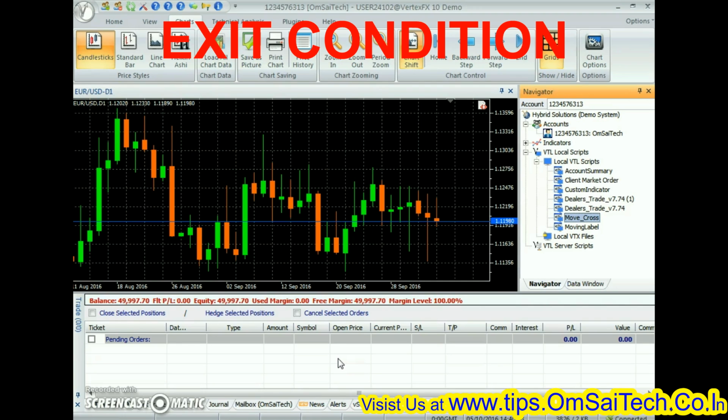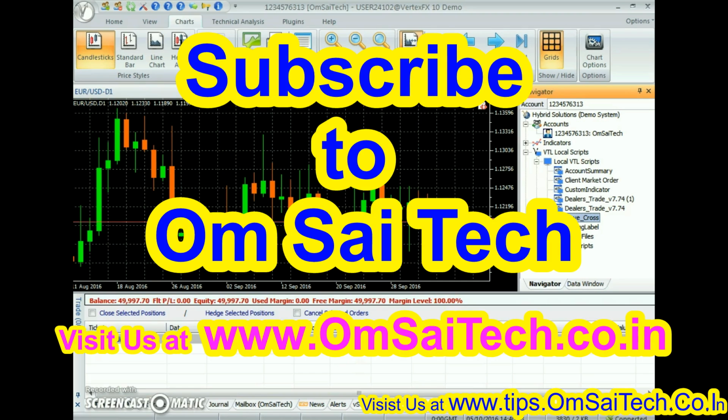Condition number 4: an open buy trade is closed if an opposite sell signal is triggered. Likewise, an open sell trade is closed if an opposite buy signal is triggered.